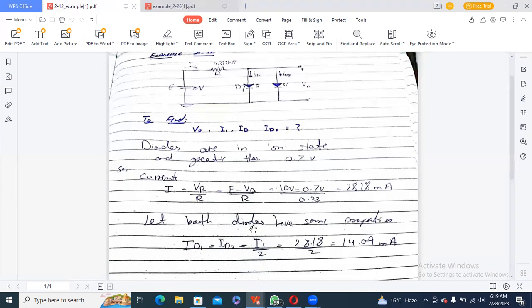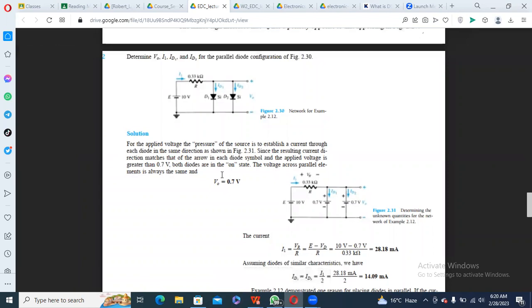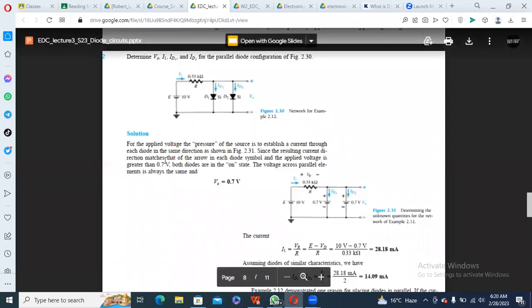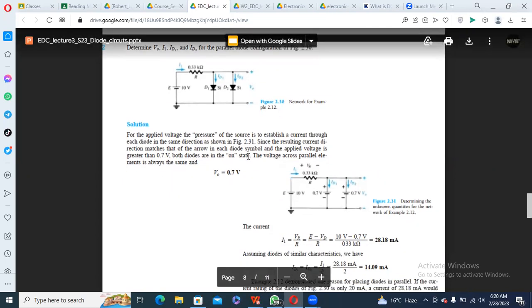When we assume that both diodes have the same properties, ID1 and ID2 will be equal, so the current will be divided in both. So 28.18 over 2 is equal to 14.09 milliampere. If you can see, for the applied voltage, the pressure of the source established current through each diode in the same direction. So 0.7 volt, both diodes in on states, parallel and the same.